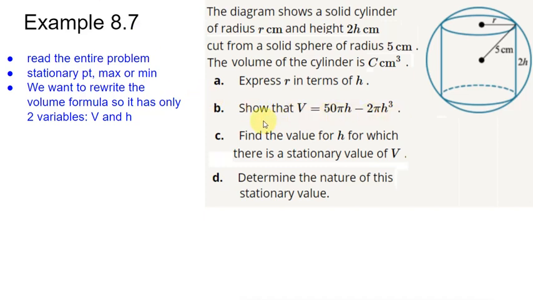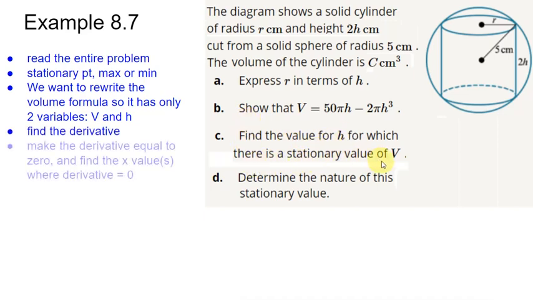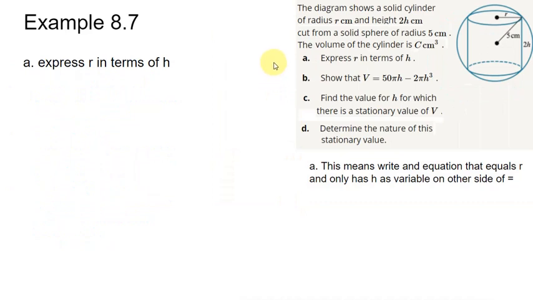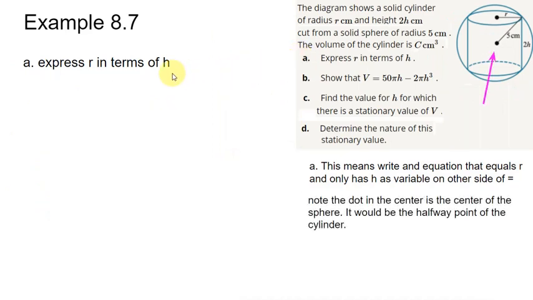So let's keep in mind a stationary point is a maximum or a minimum. We're going to rewrite this formula so it only has two variables, v and h. We're going to find the derivative, then we're going to make the derivative equal to 0, and find the x values where that derivative is equal to 0. And then we're going to find the second derivative and substitute it in so we can determine the nature. All right, so let's get started.